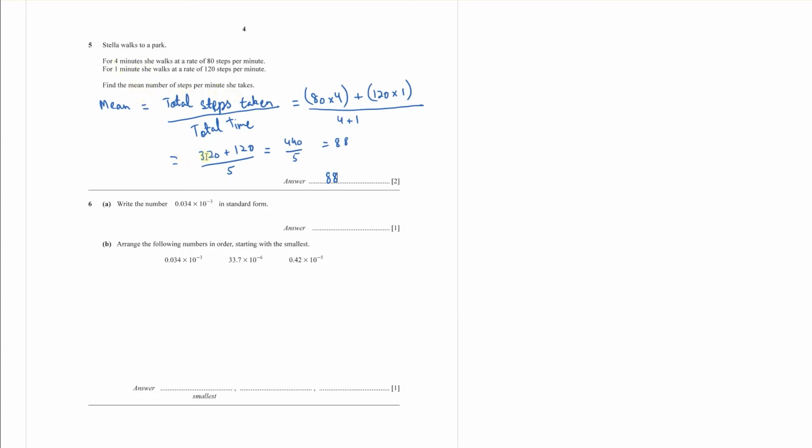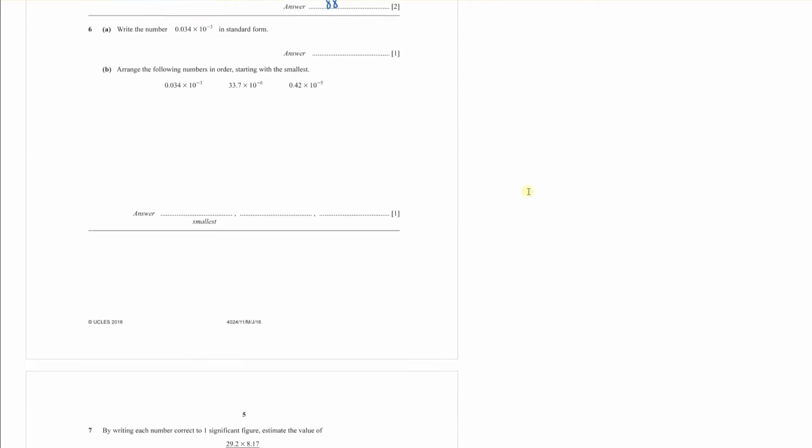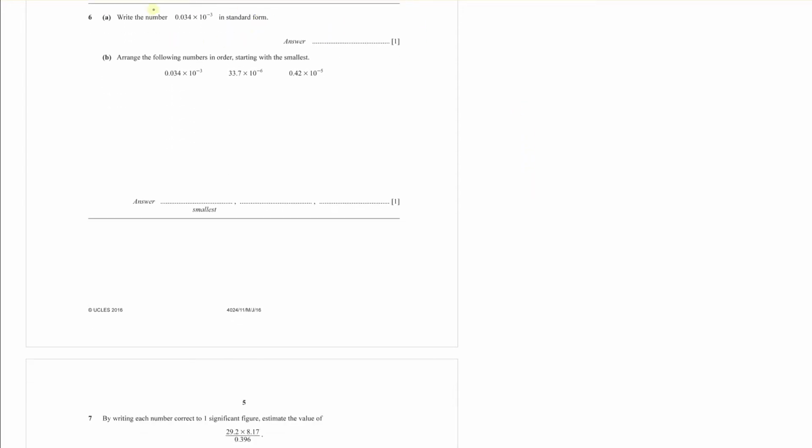Let's move on to question number 6. Write the number in standard form. Standard form is something like a times 10 to the power n, where a is a number greater than or equal to 1, but less than 10. So you basically have to move the decimal point so you get a number somewhere between 1 and 10.